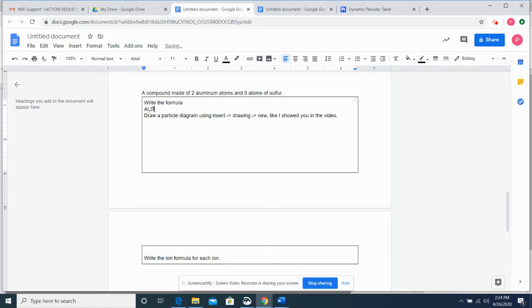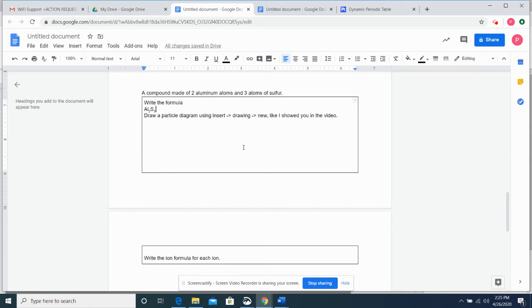Oh, no, this is correct. Now I have 3 atoms of sulfur, so I'm going to write the 3. Then I'm going to highlight that, press control comma to make it a subscript, and then control comma again to make my cursor large again. So I've got my aluminum sulfide.